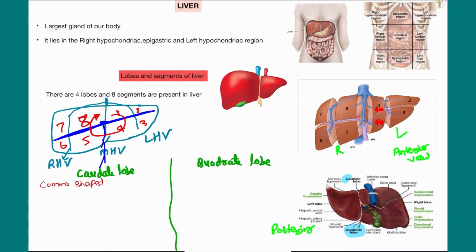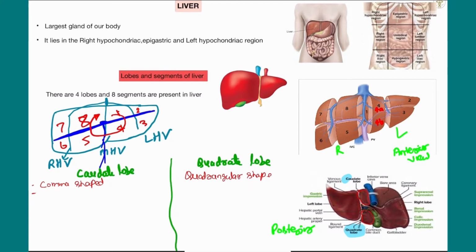And this is quadrate-like visible. You see, this is quadrate-like visible, and this is comma-like visible. So this is the quadrate lobe. I will write: the shape of this is a quadrangular shape. Second point: it is the smallest lobe.